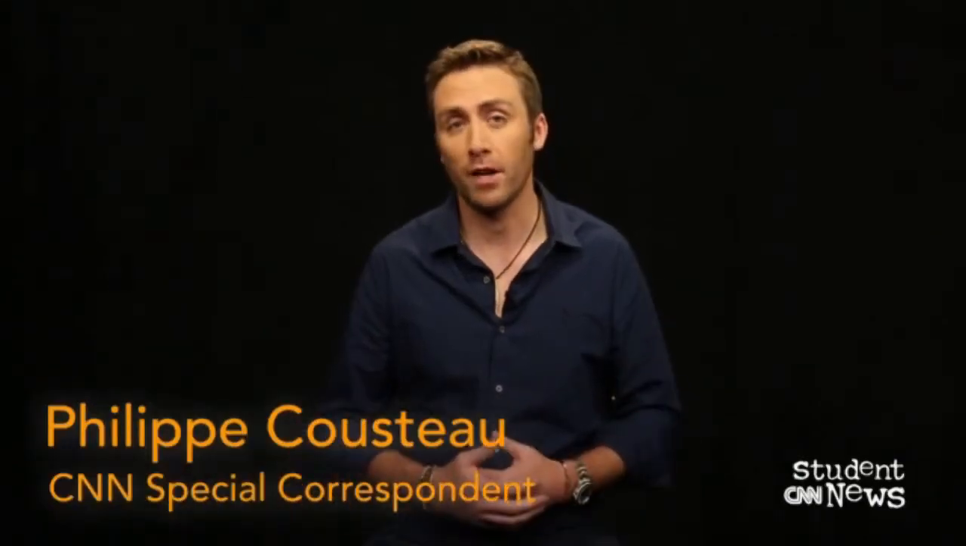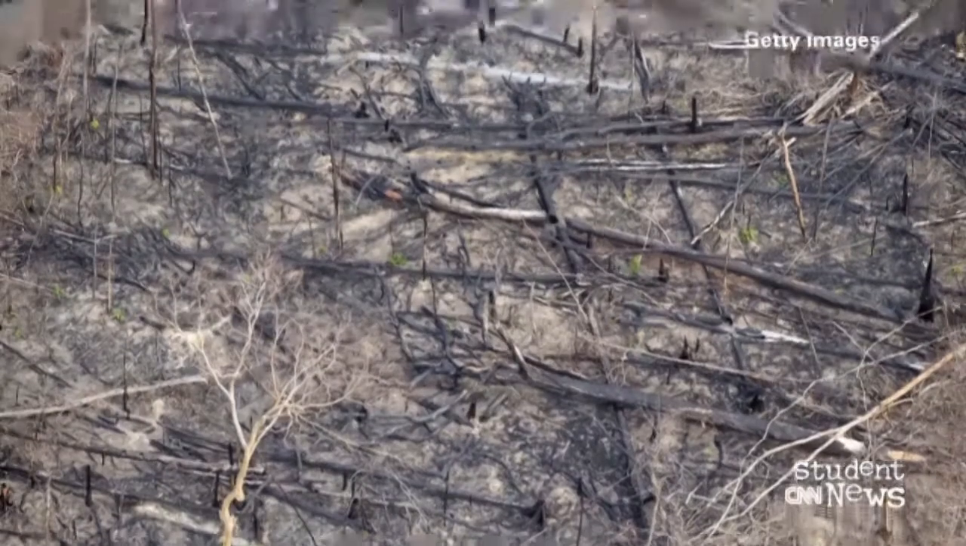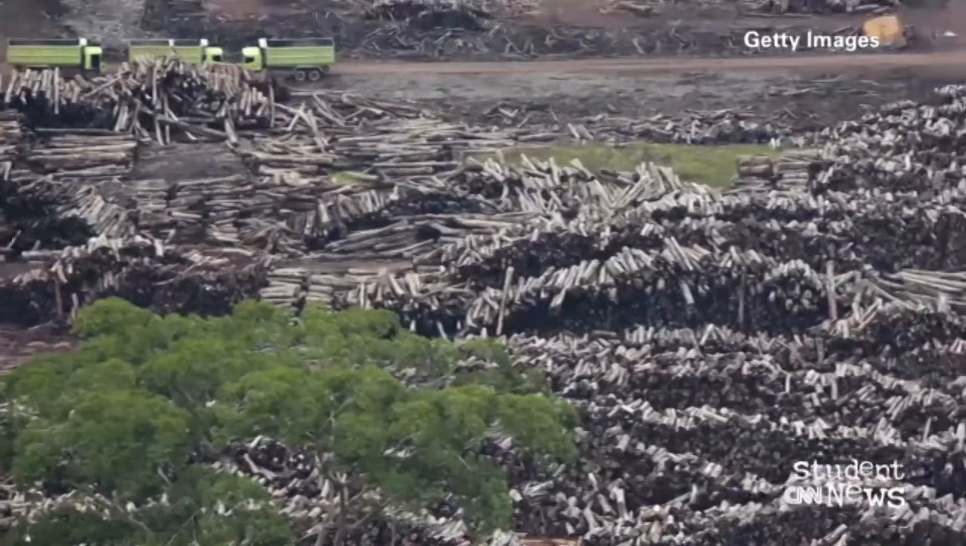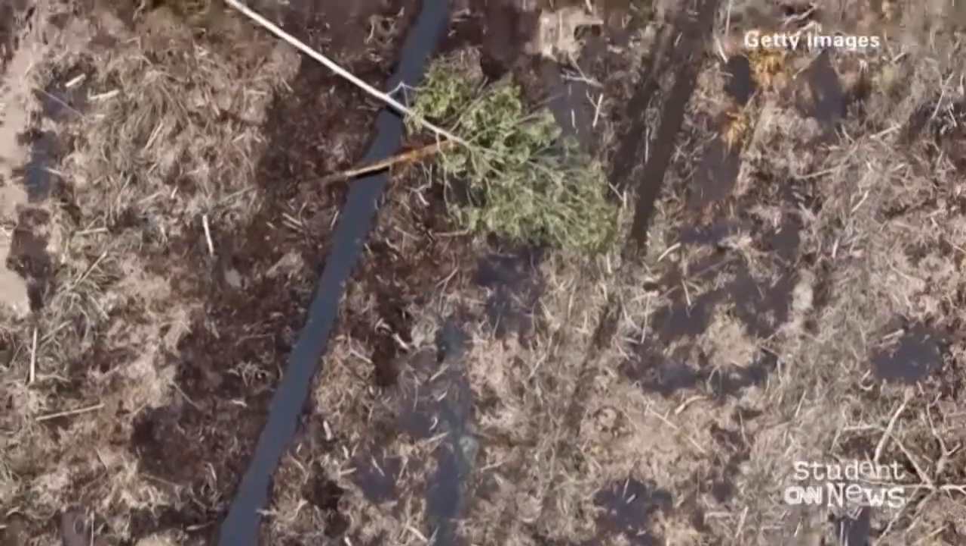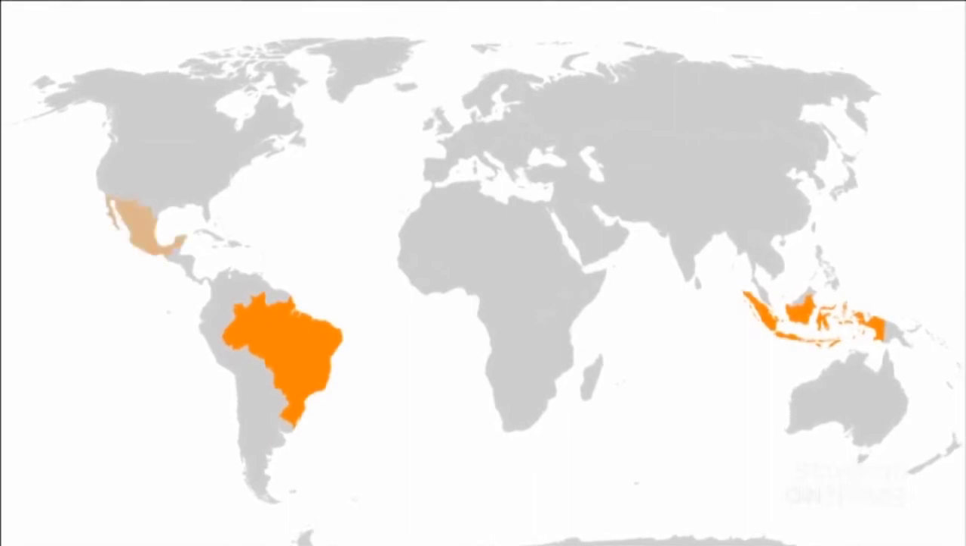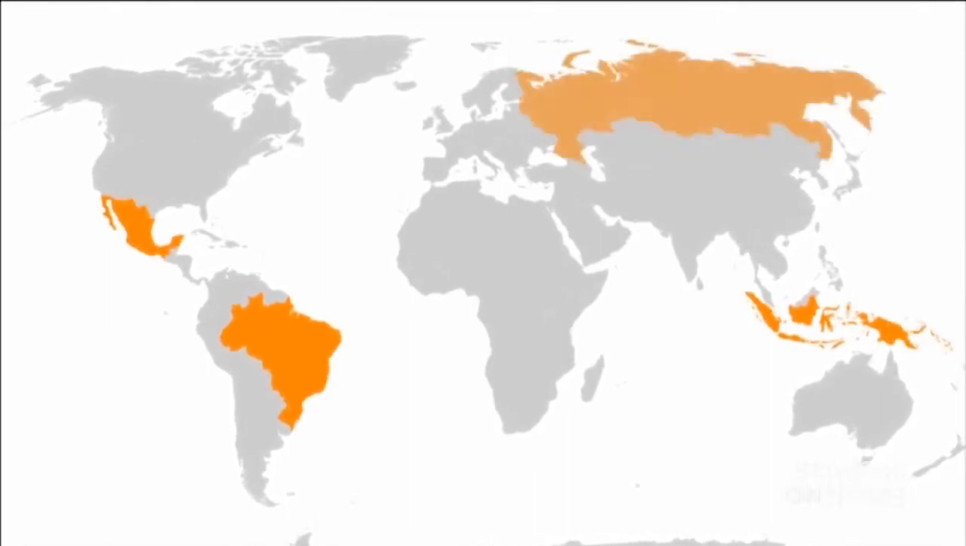Deforestation is the practice of cutting down forests for various different reasons, but it's fundamentally cutting down trees and leaving behind a vast open wasteland. Deforestation is most common in countries like Brazil, Indonesia, Mexico, Papua New Guinea, and Russia.